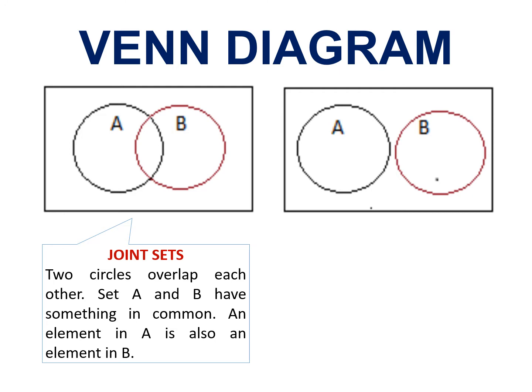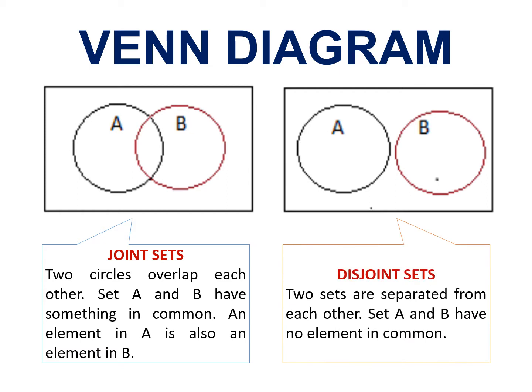Now, let's try to consider figure 2. We call that one as disjoint sets. So disjoint, siguro ko malaman mo na rin kasi hindi sila, or separate sila. Kaya disjoint sila. So these are two sets that are separated from each other. Set A and set B have no element in common. So let's try to illustrate that.